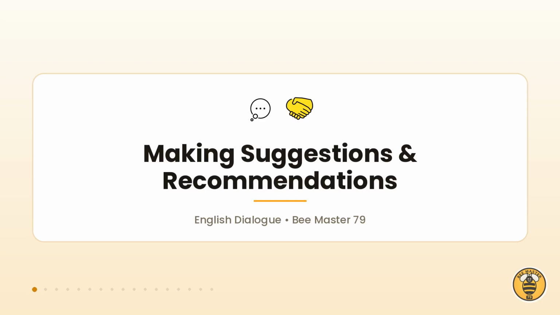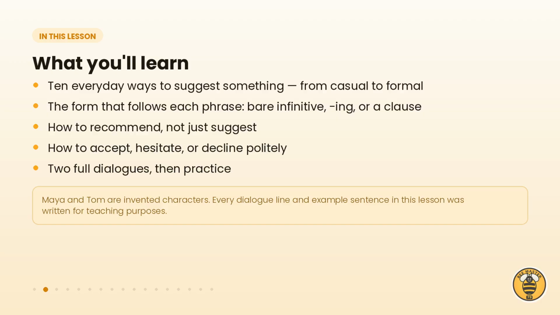Making suggestions and recommendations. This is an English dialogue lesson from Beemaster 79. By the end of this lesson, you will have 10 everyday ways to suggest something from casual to formal.